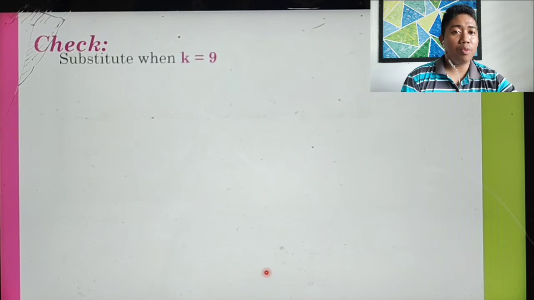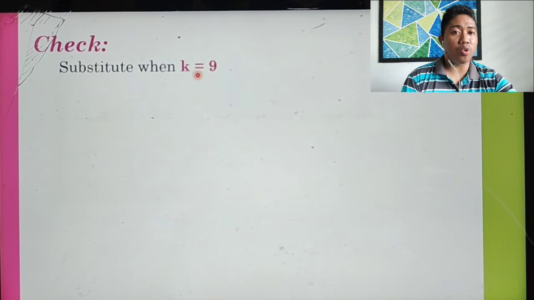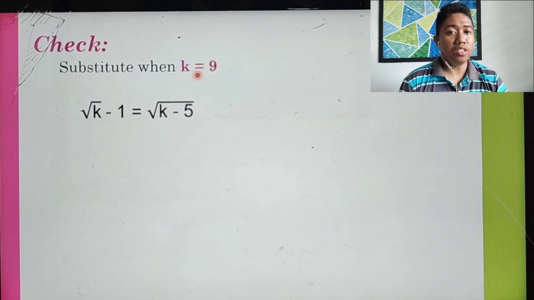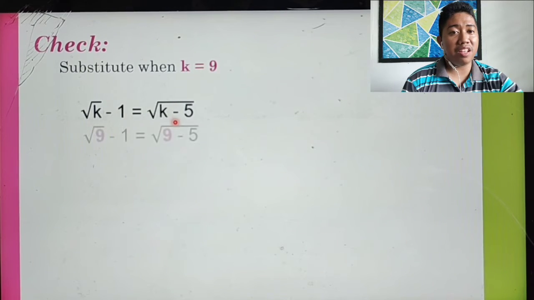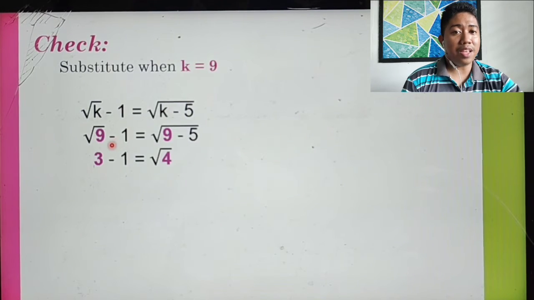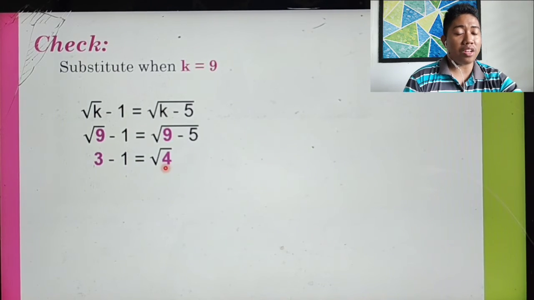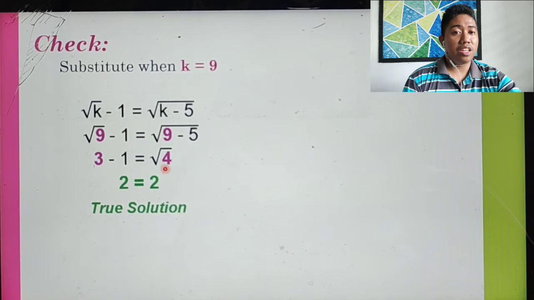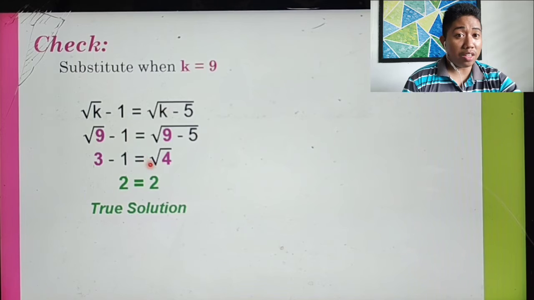To check, we need to substitute k equal to 9. Substituting the value of k, that is the square root of 9 minus 1 equals the square root of 9 minus 5. So the square root of 9 becomes 3 minus 1, which is equal to the square root of 4. Simplifying 3 minus 1, it becomes 2, and the square root of 4 is also 2.